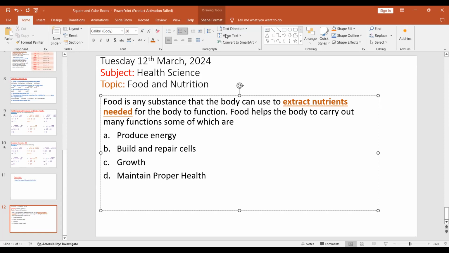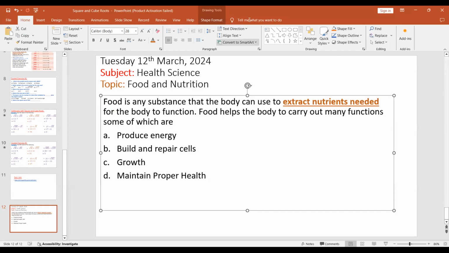All right. So can someone give me one function that food helps the body to carry out? To produce energy. Produce energy. What else? Another function. Growth. Growth. Very good. What's another function that food helps the body to do? Build and repair cells. Build and repair cells. And what else? Maintain proper health. Maintain proper health. Very good. Make sure I write that down for me. Maintain proper health.